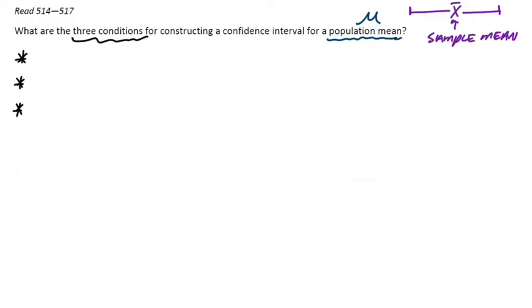The conditions you'll recognize from last section. Last section was all about p-hats and proportions. This one's all about means. So the first one, let's get the easy stuff out of the way. That's randomness. So the survey that's done or the experiment that was done, we can't trust it unless it was done randomly.